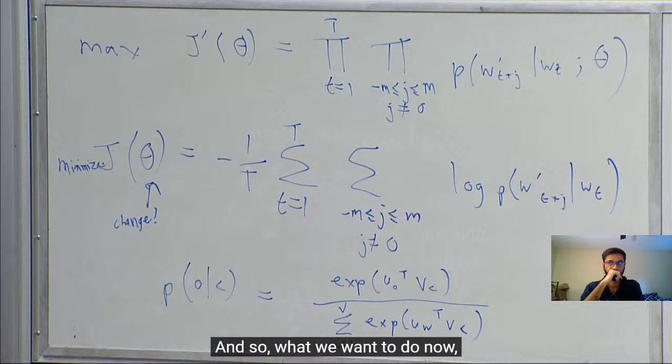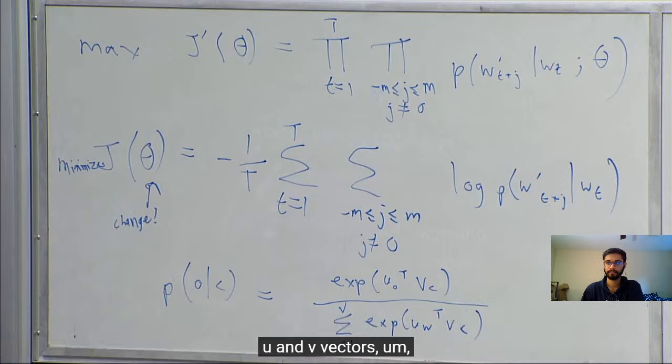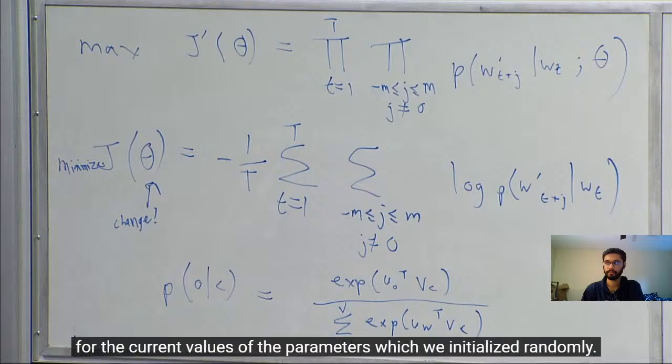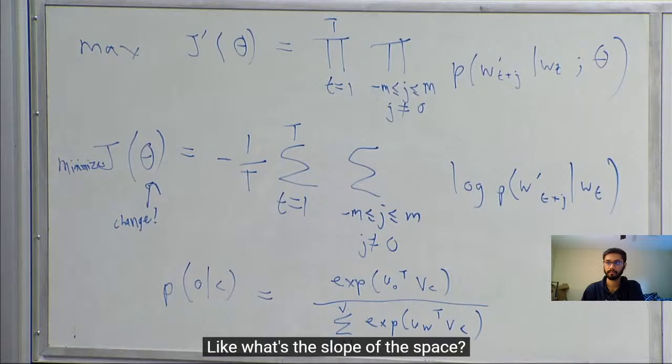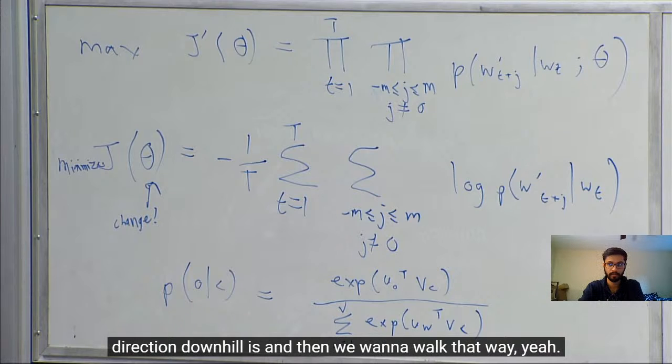And so what we want to do now is do calculus, and we want to say, let's work out, in terms of these parameters, which are our u and v vectors, for the current values of the parameters, which we initialize randomly, what's the slope of the space? Where is downhill? Because if we can work out where downhill is, we're just going to walk downhill and our model will get better. So we're going to take derivatives and work out what direction downhill is, and then we want to walk that way.